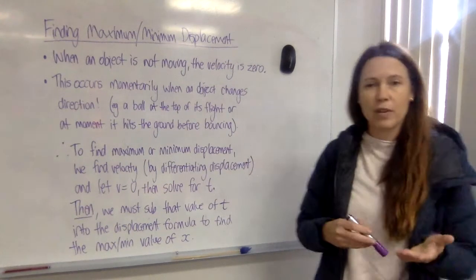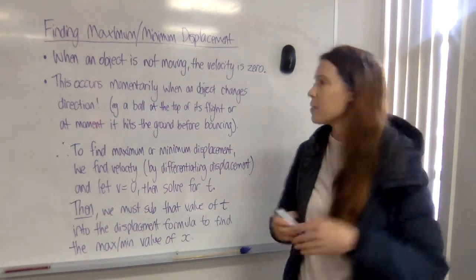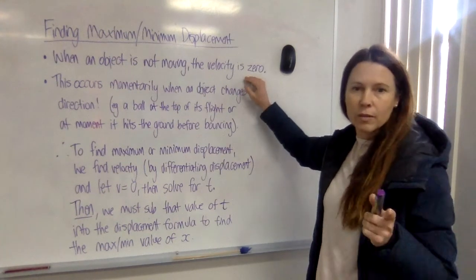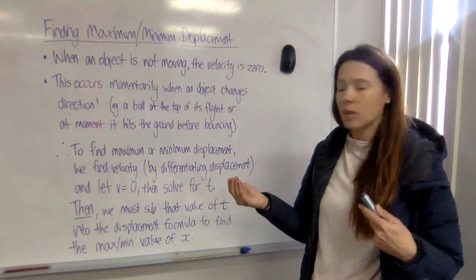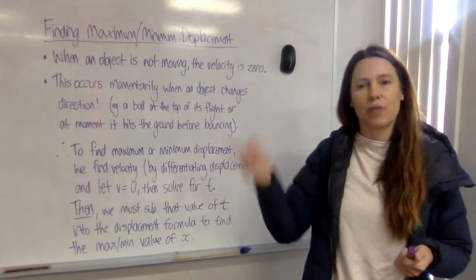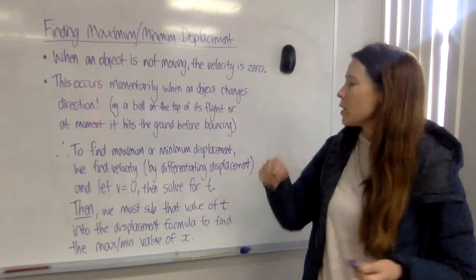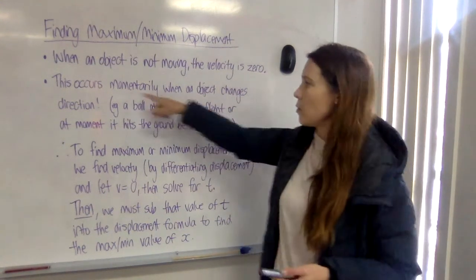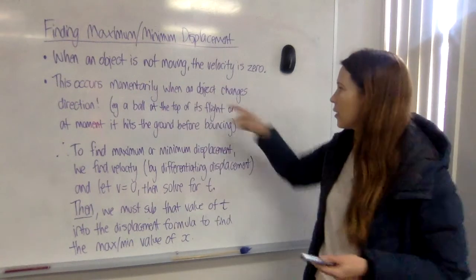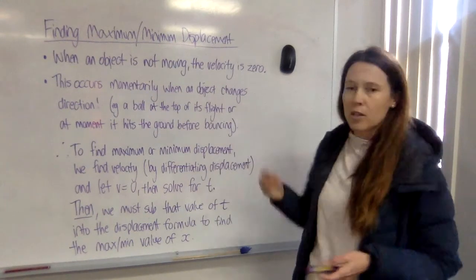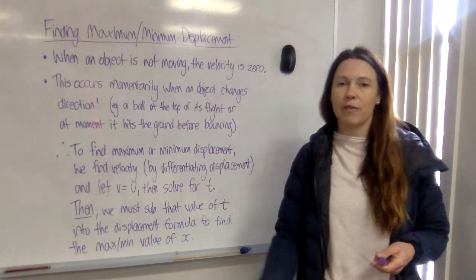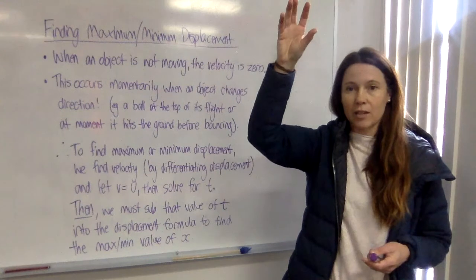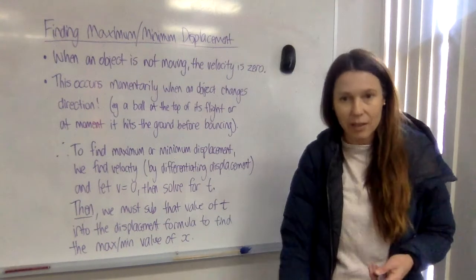Now, if we want to find its maximum or its minimum displacement, it makes sense that when an object is not moving at all, its velocity will be 0. Now, we know that the velocity is the first derivative of displacement. So let's consider this. The time when the velocity is 0 will happen just for a moment when an object changes direction. So picture a ball at the top of its flight. If I've thrown it straight up, for a moment when it reaches its zenith or its high point, it's stopped before then it turns around to come back down.